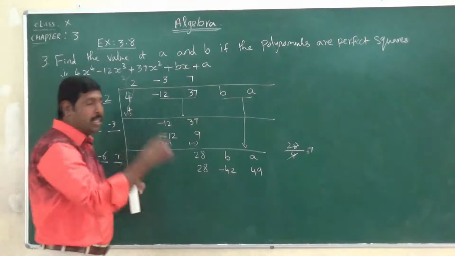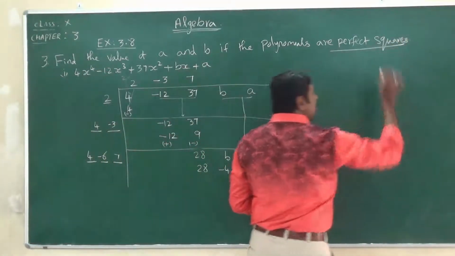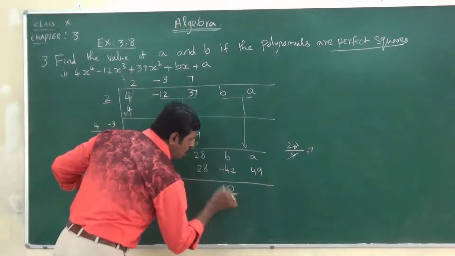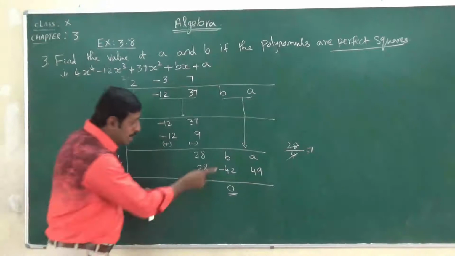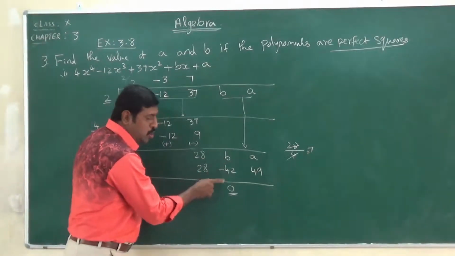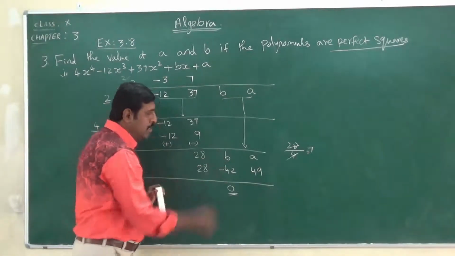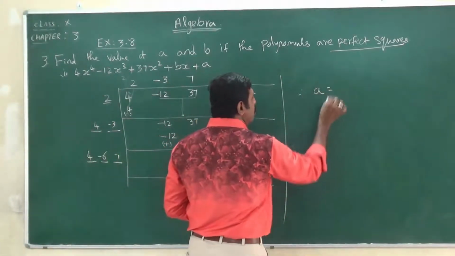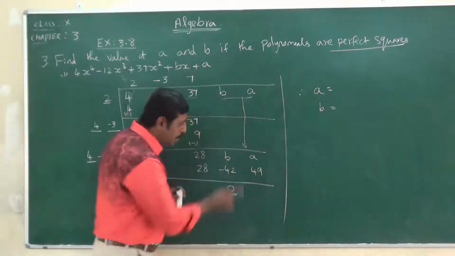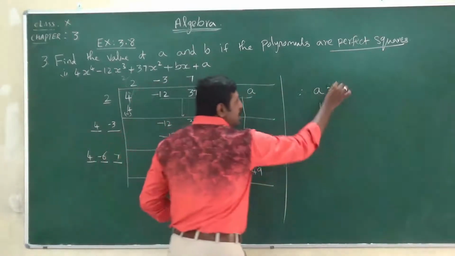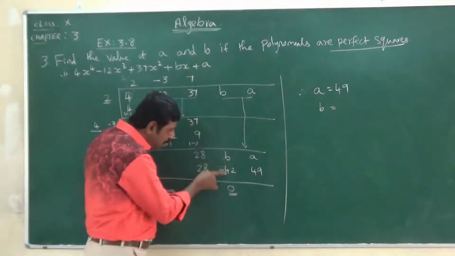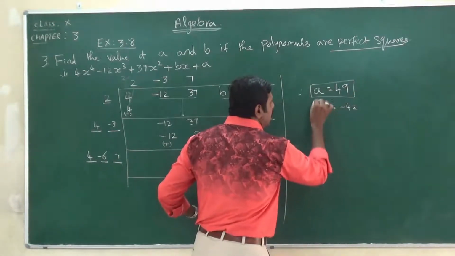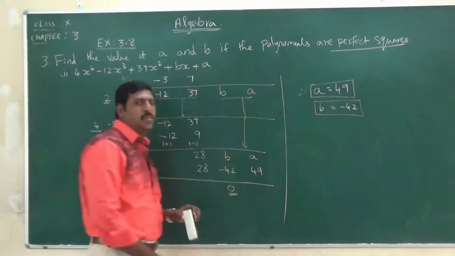And then in the question it is given as a perfect square. The polynomial is a perfect square. So we get that this term is equal to 0. Now here, in the place of b is equal to minus 42, this term becomes 0, right? Therefore, the value of a is equal to, and the value of b is equal to. See, in the place of a we have 49. And then in the place of b we have minus 42. So the value of a is equal to 49 and the value of b is equal to minus 42.